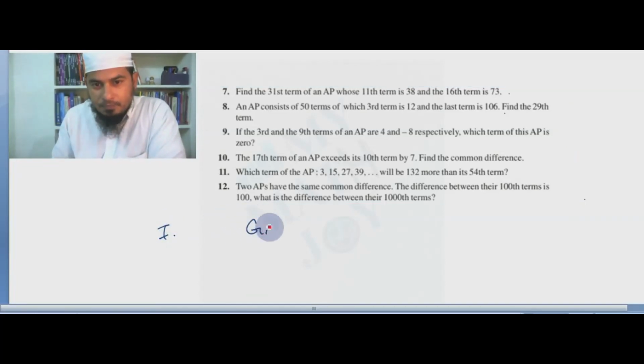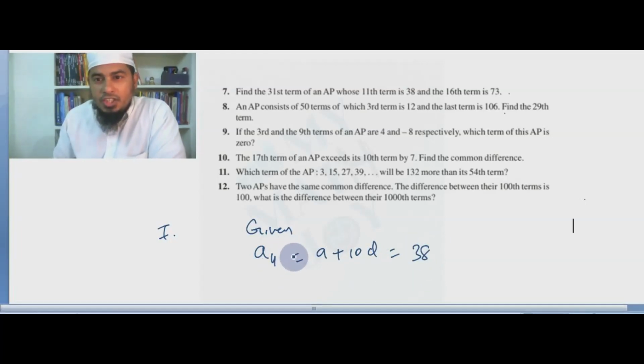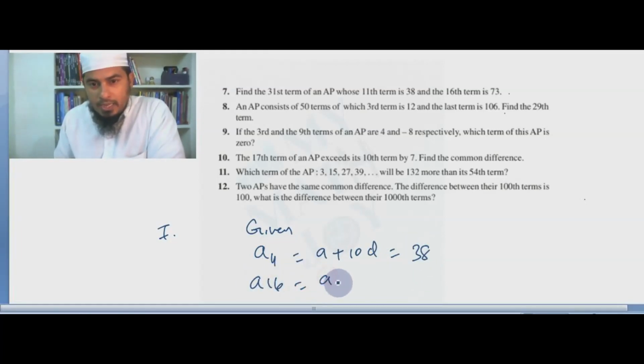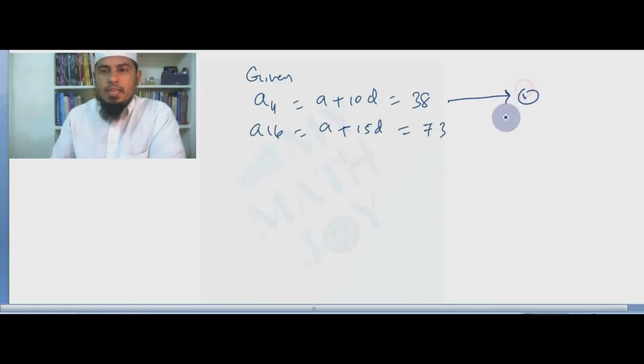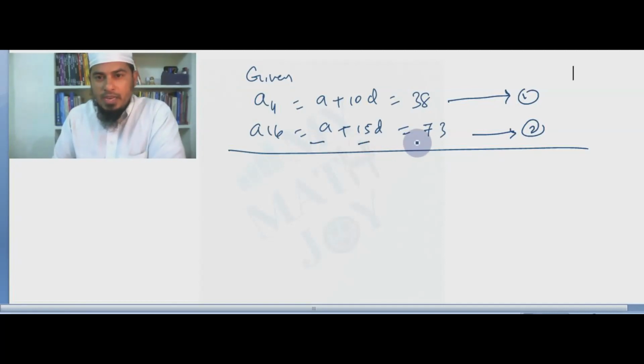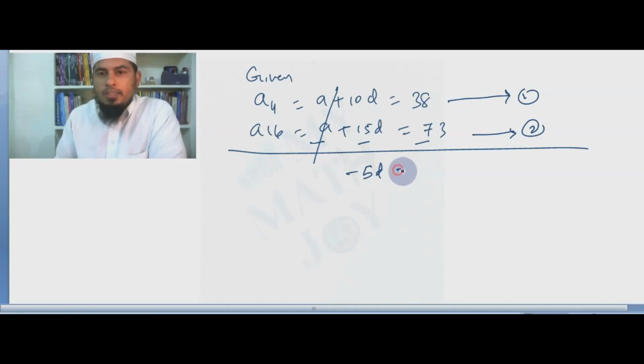Find the 31st term whose 11th term is 38. So, given a11, we write a11 is a plus 10d, and that is 38. And the 16th term, a16, that is a plus 15d, is equal to 73. If we write the given in this fashion, then our problem goes easily. It becomes a pair of linear equations in two variables, and the elimination method works effectively to solve it. So we get 10d minus 15d, which is minus 5d, equals 38 minus 73. We need to do subtraction there.